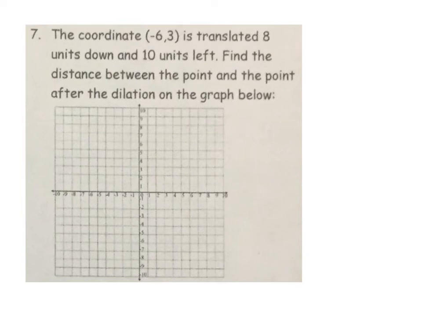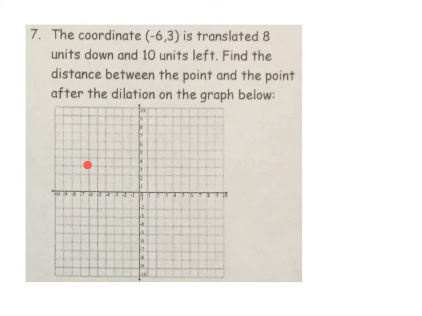Okay, number 7. The coordinate negative 6,3 is translated 8 units down and 10 units left. Find the distance between the point and the point after the dilation on the graph below. Okay, so it's not a dilation, it's a translation actually. And the point for negative 6,3 is going to be right here or around there. Okay. And so if I go 8 units down and 10 units to the left, this is obviously going to go off the graph.